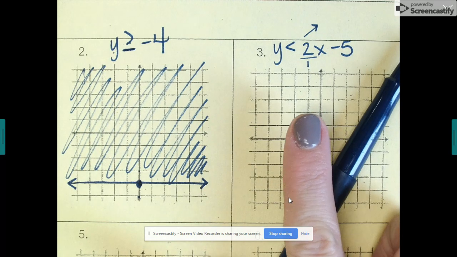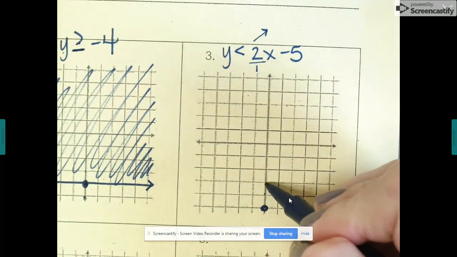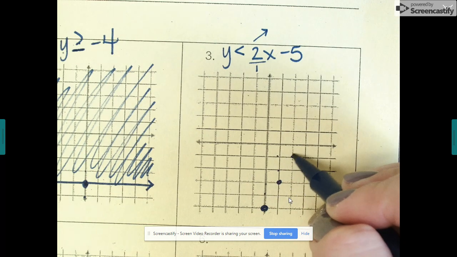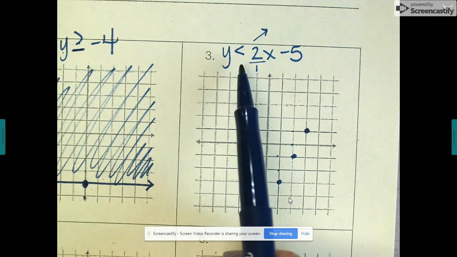So I'm going to go up 2 over 1, up 2 over 1, up 2, 1, 2 over 1. I'm going to do one more point. Okay. Now, is the inequality telling us, is it dotted or solid?